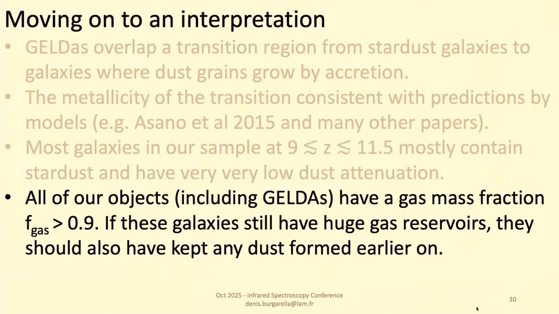So all objects, Galdas and not Galdas, have high gas mass fraction, larger than 90%. And if they still have this huge gas reservoir, that means that they also have the dust inside. I mean, it's difficult to see how you can eject or expose gas without dust. Because this data were estimated from NIRCam and NIRSpec data, that means that we are looking really at what JWST observed, not outside.